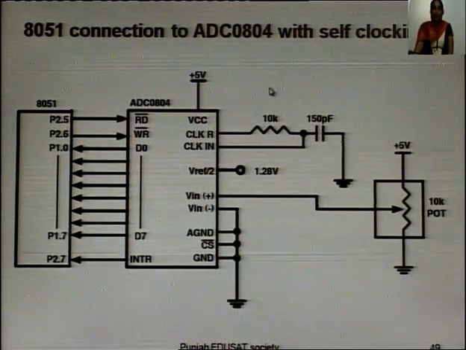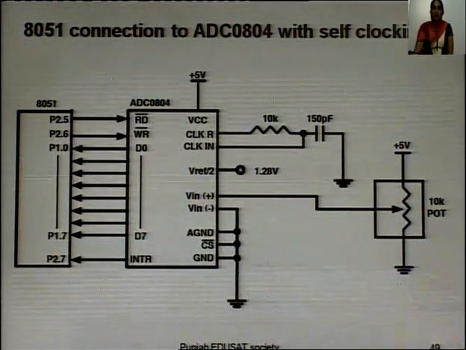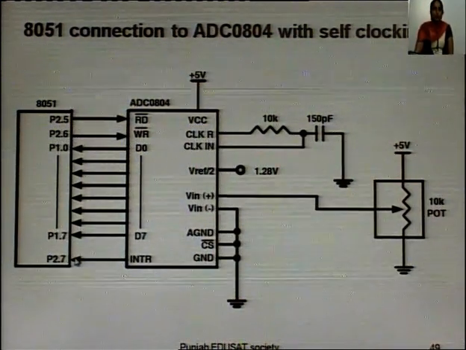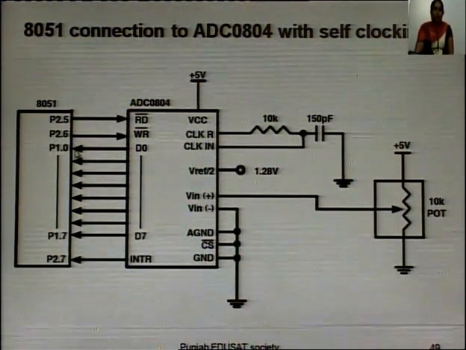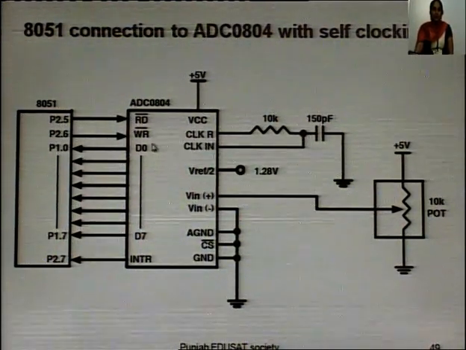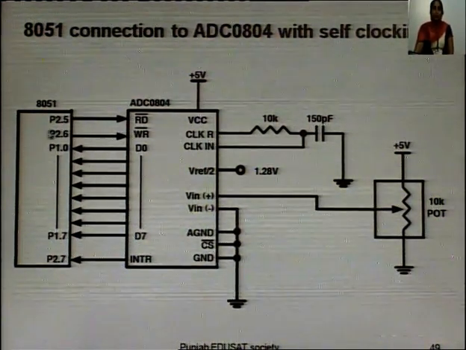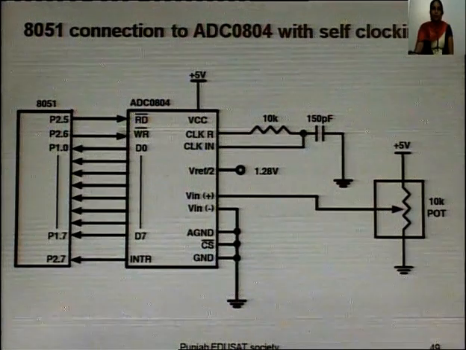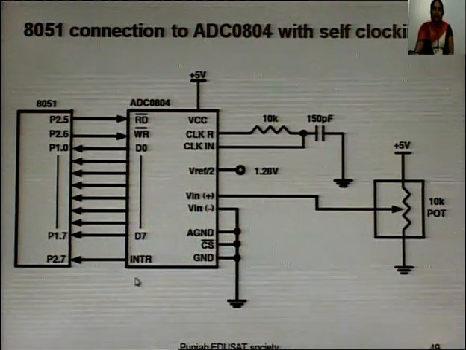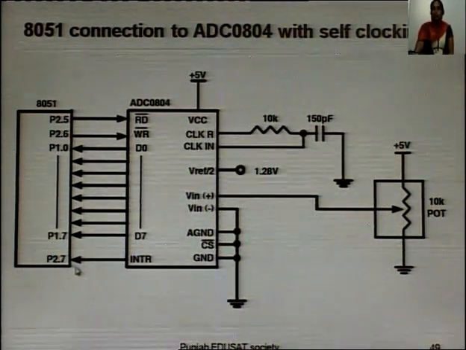Here is the diagram of interfacing ADC0804 with the 8051. Here we have used two ports, port 1 and port 2. Port 1 is connected to the data bus of the ADC0804. Read pin is connected to port pin P2.5 and write to the port pin P2.6, and interrupt is connected to the port pin P2.7.